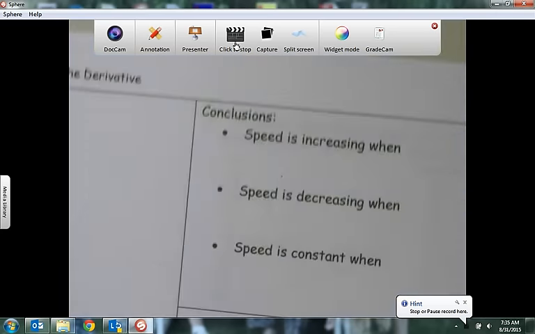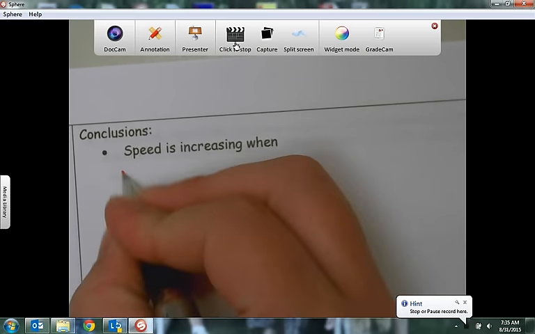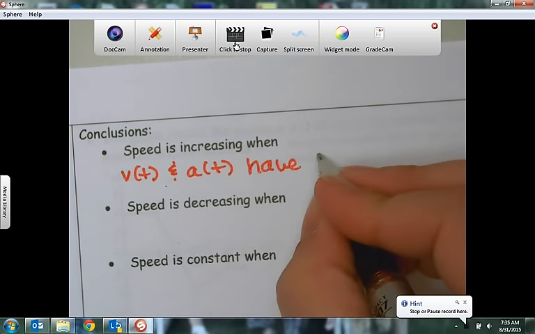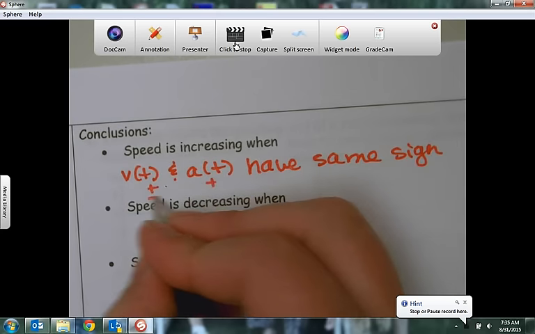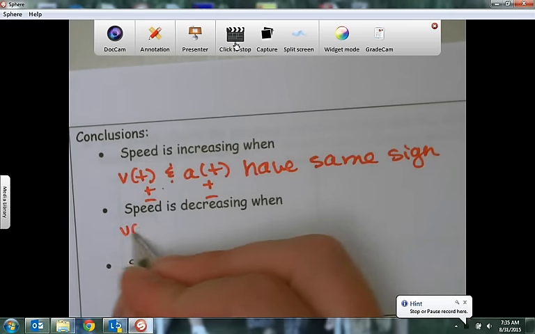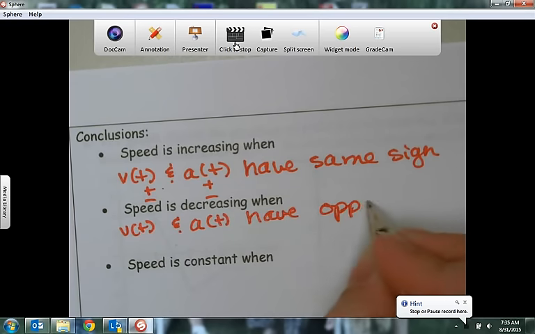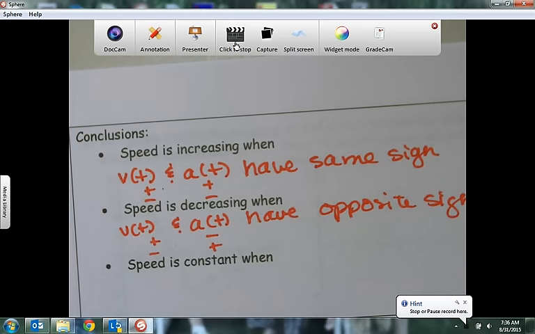Okay, so if I look at speed, speed is going to be increasing when v of t and a of t have the same sign. So they're either positive, positive, or negative, negative. And speed is decreasing when v of t and a of t have opposite signs. So it's like positive, negative, or negative, positive. And speed is constant when v of t is 0.